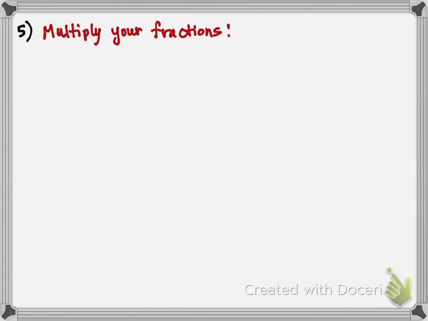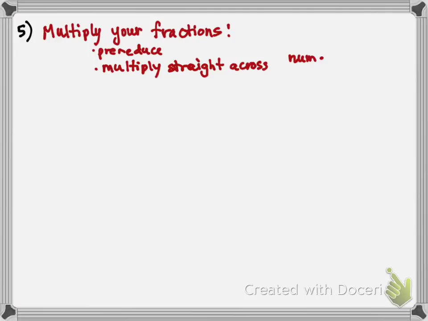Now we're going to follow the exact rules we did before on our notes from lesson 4.2 to 4.4. I like to try to pre-reduce, so I'm just going to remind you about that. Pre-reduce, multiply straight across. In other words, numerator times numerator over denominator times denominator.